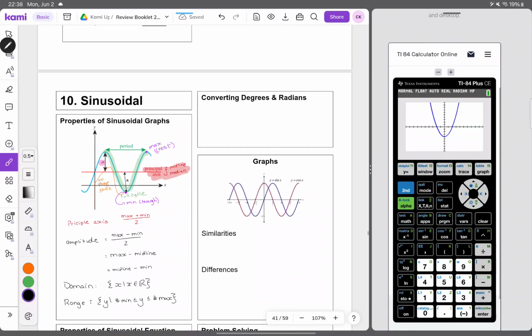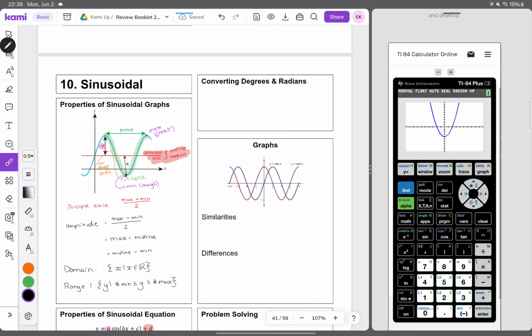All right. Sometimes we have to convert from degrees to radians and vice versa. So if I want to go from degrees to radians, well, I'm going to take my degrees. So let's say I have 175 degrees. I'm going to times it. I want to end up in radians, so radians is going to be on top. Degrees is going to be on bottom.